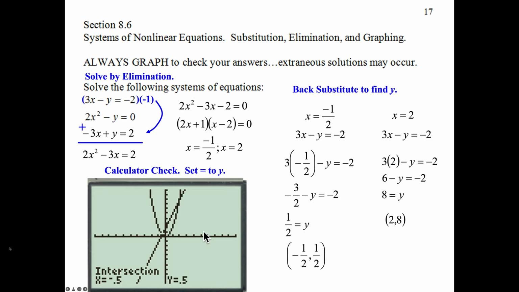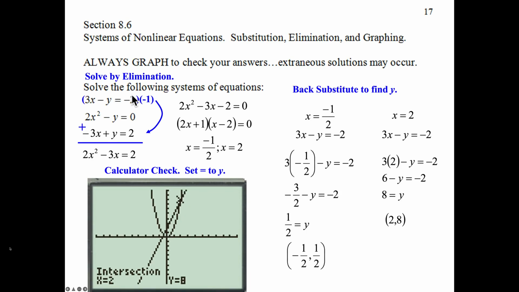So I'm going to go to a Zoom 6 window. There's my graph. I'm going to hit second, trace, number 5 for the intersection. I'm going to hit enter on y1, enter on y2, but move your cursor closer to the intersection to the left, and then hit enter, and that verifies the -1/2 and the 1/2. Second trace again, number 5, enter on y1, enter on y2, but now move that cursor closer to this intersection, and there's our 2, 8, justifying that answer.